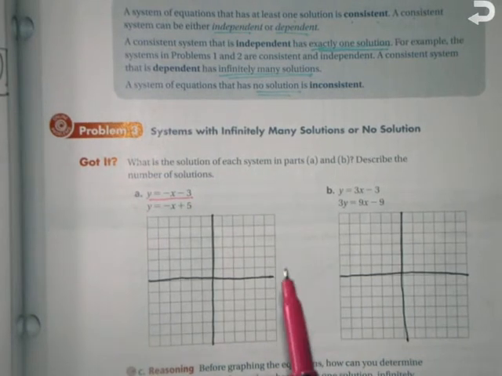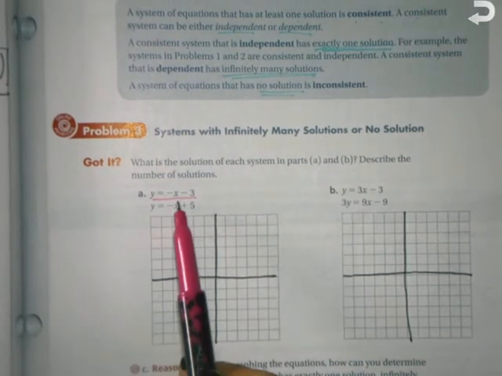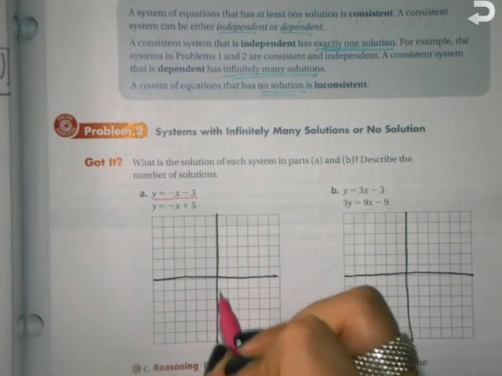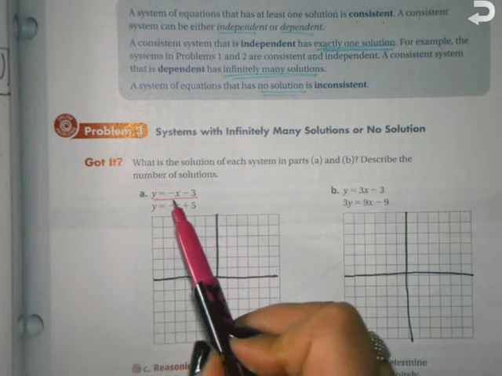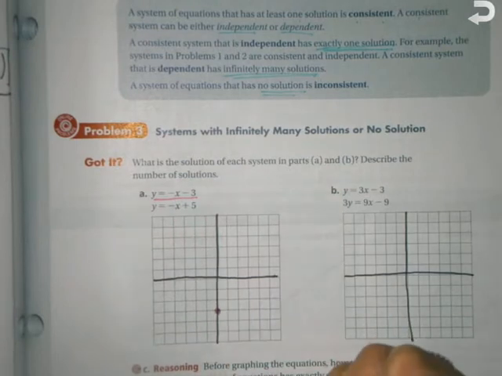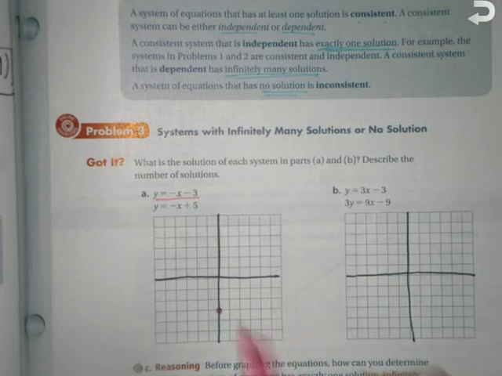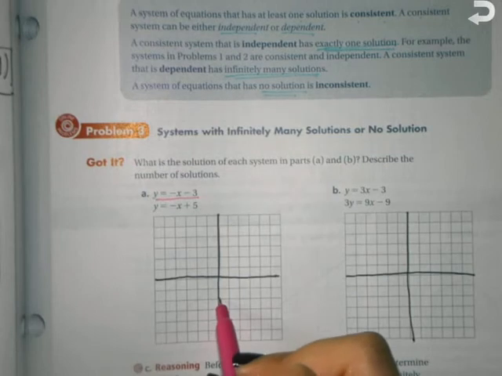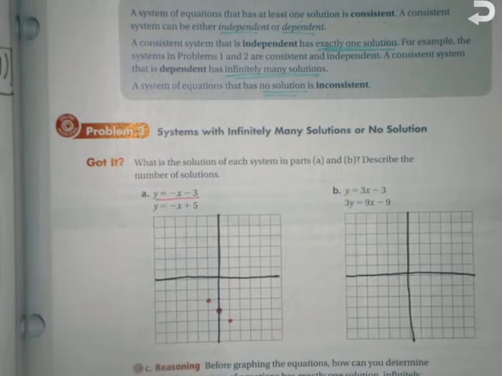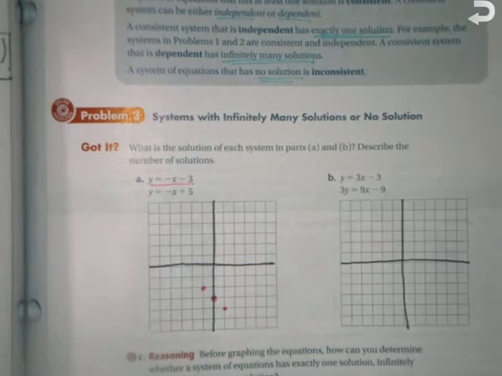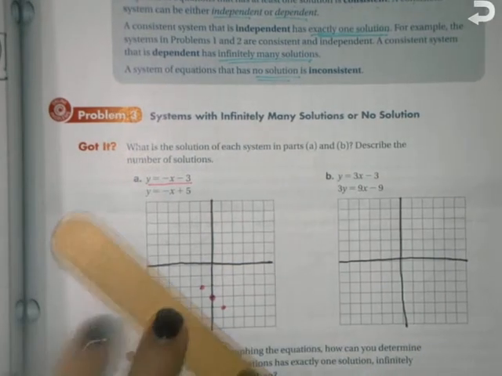Okay, guys, so looking at the first equation, negative x minus 3. What's the y-intercept? Negative 3, so go down 1, 2, 3, and put a point. What's my slope? Negative 1. That's the same as saying negative 1 over positive 1. So I'm going to go down 1, right 1. What if I wanted to add the negative to the bottom? That would be up 1, left 1. Okay, so you have to attach a negative to either the top or the bottom. And then graph it. So draw a line through it.